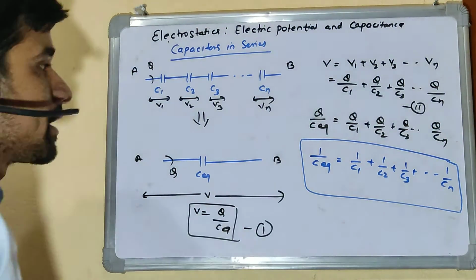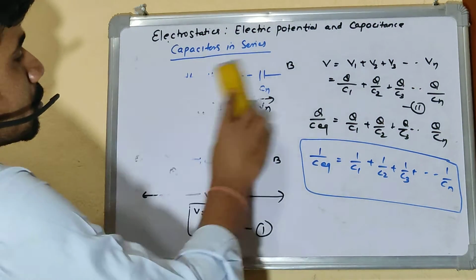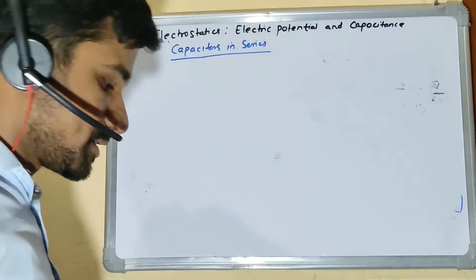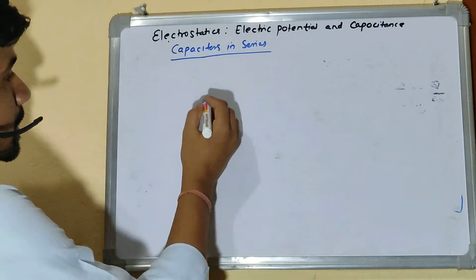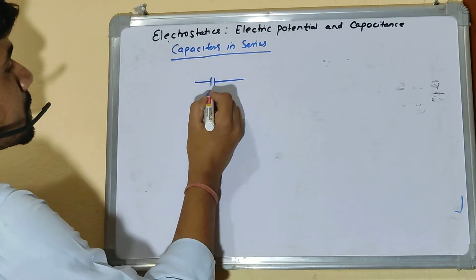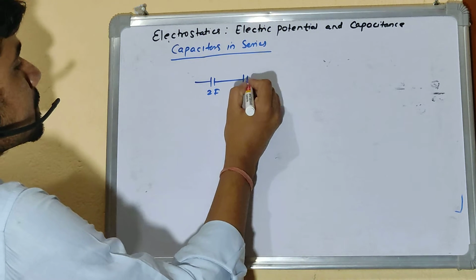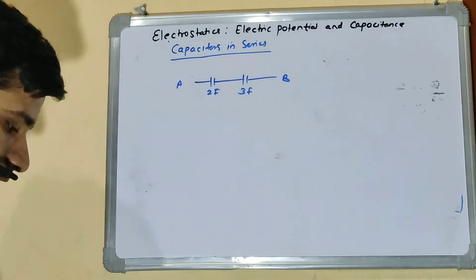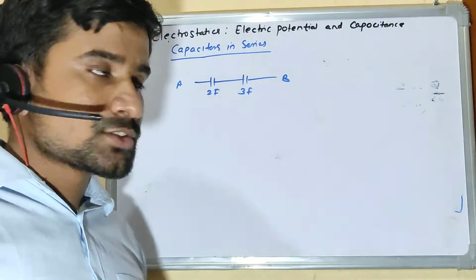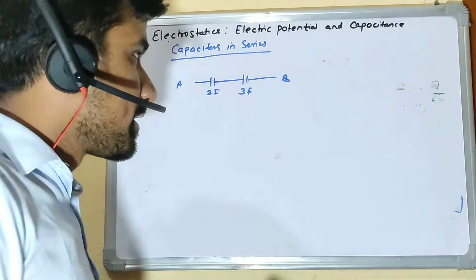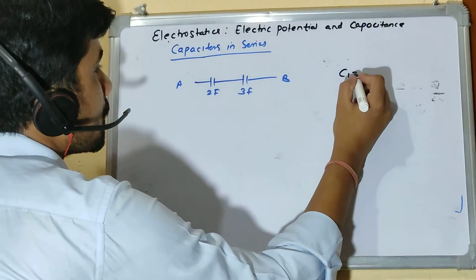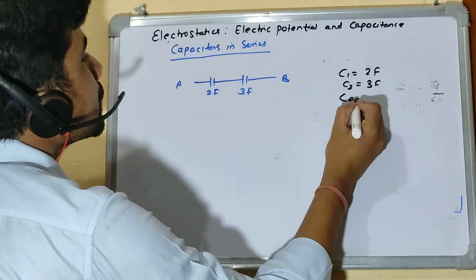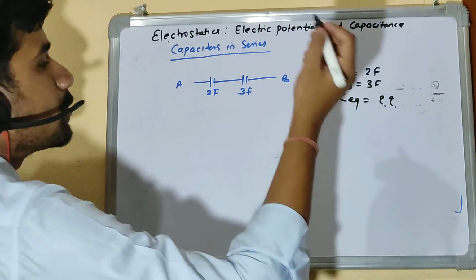Let's solve one example. Let's say there is a system of capacitors like this. This is 2 farad, and then this is 3 farad between A and B. And I need to find what is the equivalent capacitance. So now I have only two capacitors. Let's say C1 is 2 farad, C2 is 3 farad, and what is CEQ? The equivalent capacitance is what we need to find.